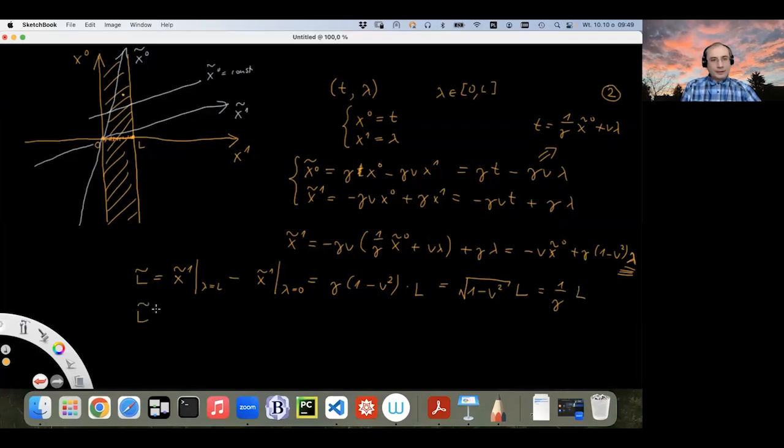Obviously, we have that L tilde is smaller than L, exactly by this Lorentz factor, and this is known as the Lorentz contraction.